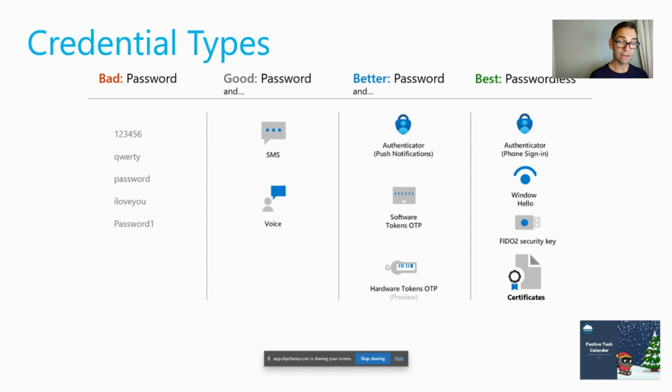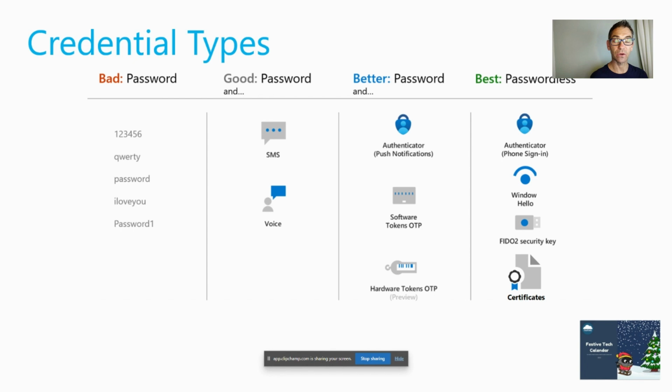Then the better authentication methods are the Microsoft Authenticator with push notifications enabled. So that is that we have the Authenticator app installed on our device, and when we try to sign into a service that requires multi-factor authentication, we get a notification on our phone to approve or deny the request. And we typically approve, and we're in. Then we've got software tokens or software token OTPs. Those are your third-party authenticator applications that display a 6-digit one-time passcode on the device.